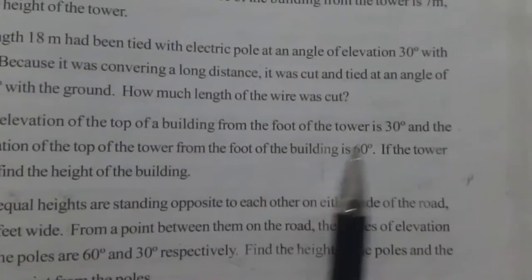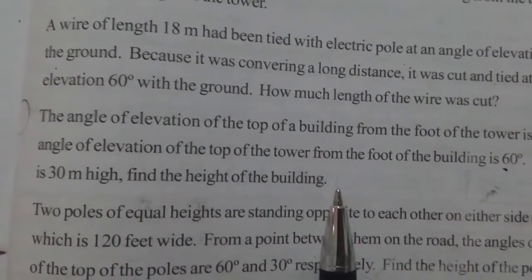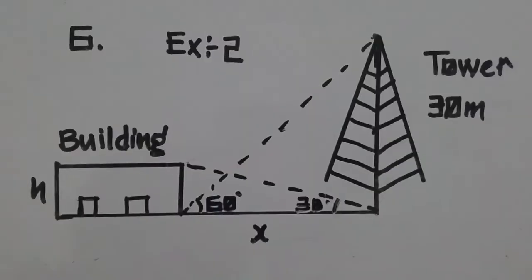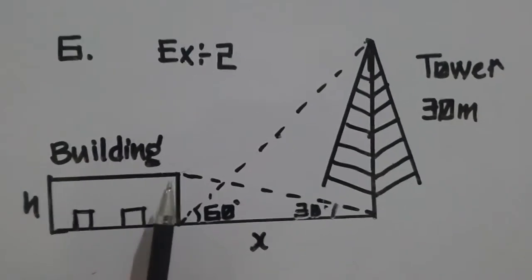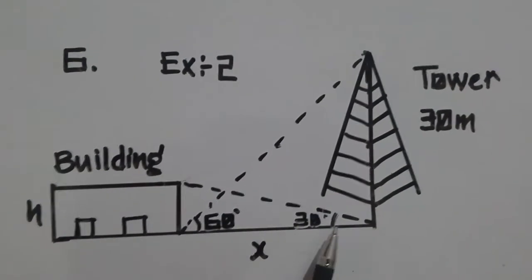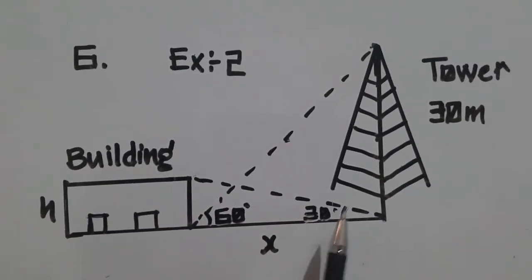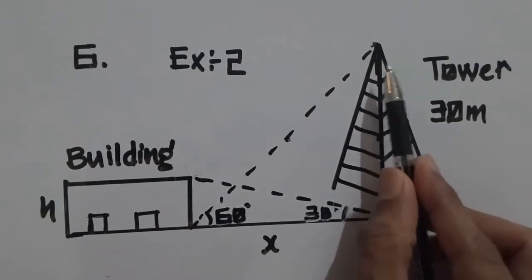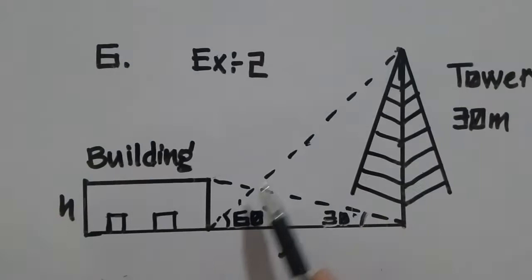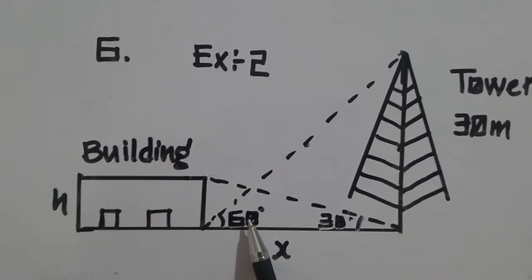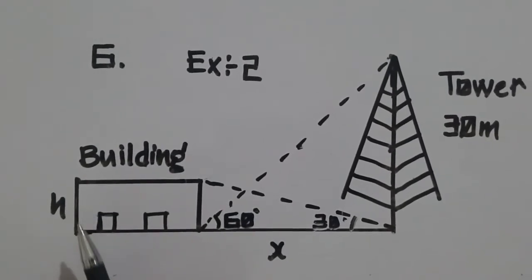Here the angles of elevation are given as 30 degrees and 60 degrees, and the height of the tower is 30 meters. Find the height of the building. Look at the figure. The angle of elevation of the top of the building from the foot of the tower is 30 degrees. Next, the angle of elevation of the top of the tower from the foot of the building is 60 degrees. Here the height of the tower is given as 30 meters, and we should find the height of the building.